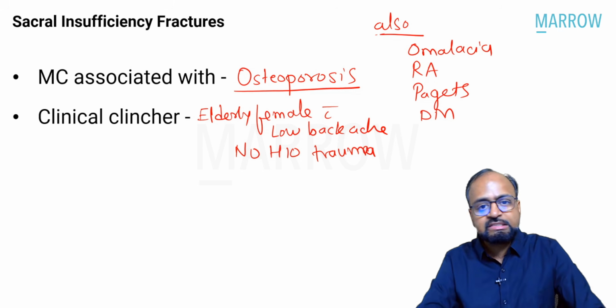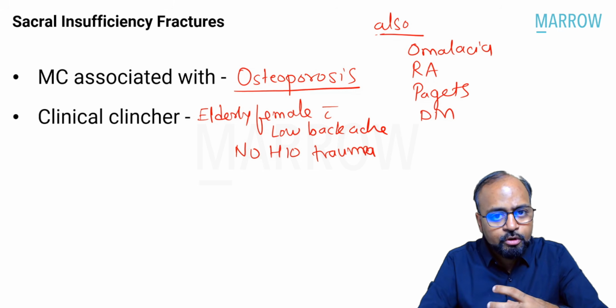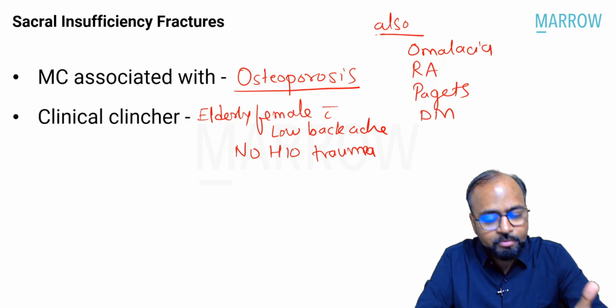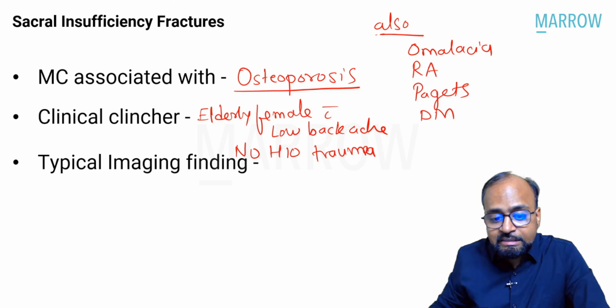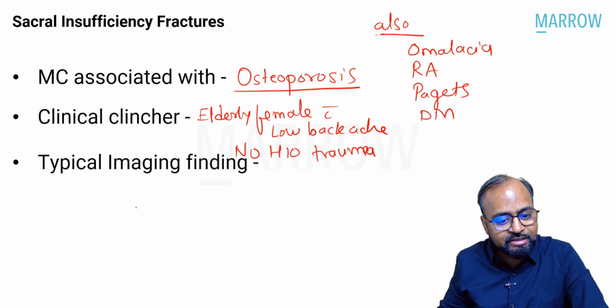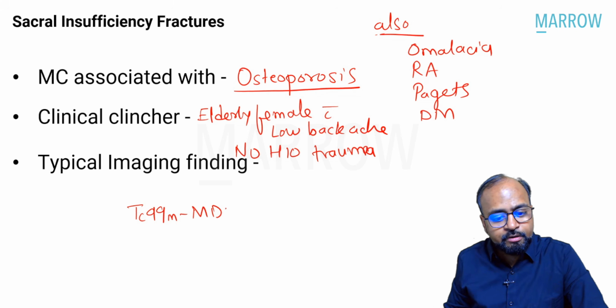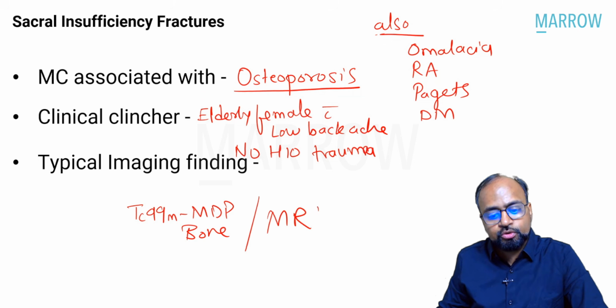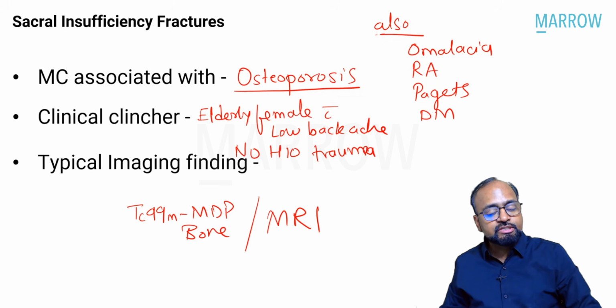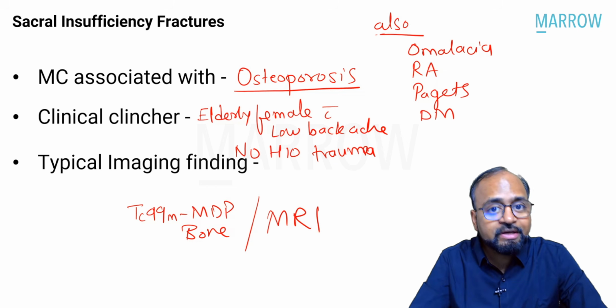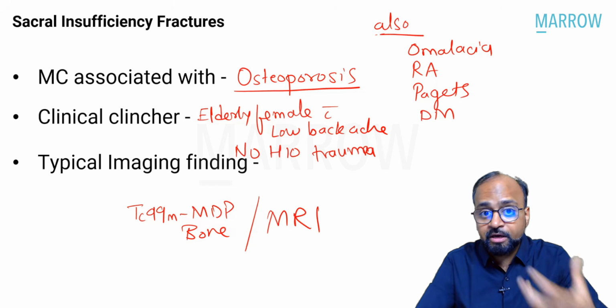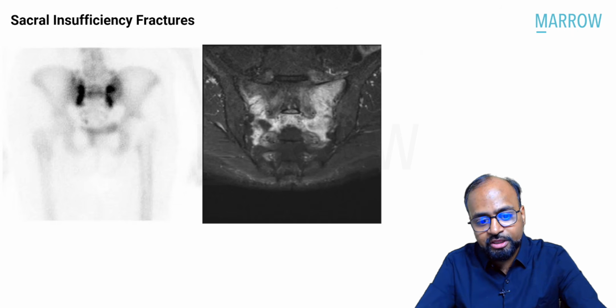Right? Elderly female consistently presenting with long-standing, prolonged periods of low backache, no history of trauma is how it typically presents. Typical imaging finding is seen on two imaging modalities, that is a technetium labeled MDP bone scan or an MRI. Radiographs are usually not sensitive in the early stages. CT scan can show the findings, but again in the late stages. What can pick up the signs in an early stage is either a bone scan or an MRI.